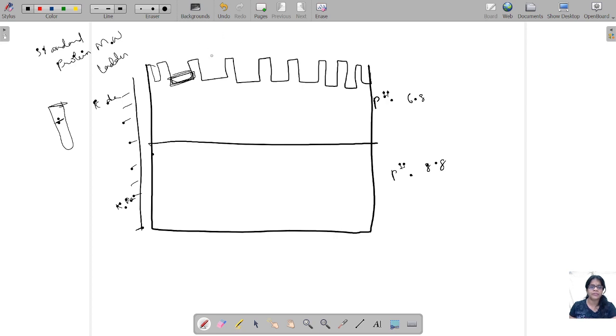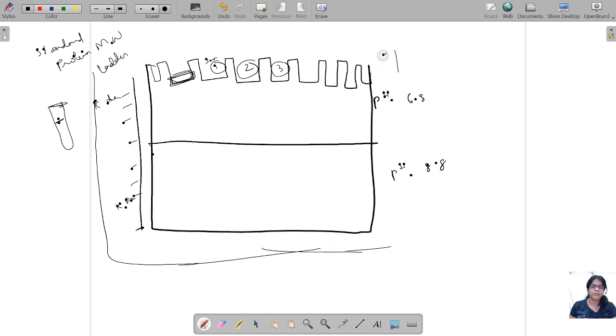Let's think this is sample 1, this is sample 2, this is sample 3. Once the sample is ready, you place it in SDS buffer and you add a running buffer. The buffer that is used is Tris glycine chloride.